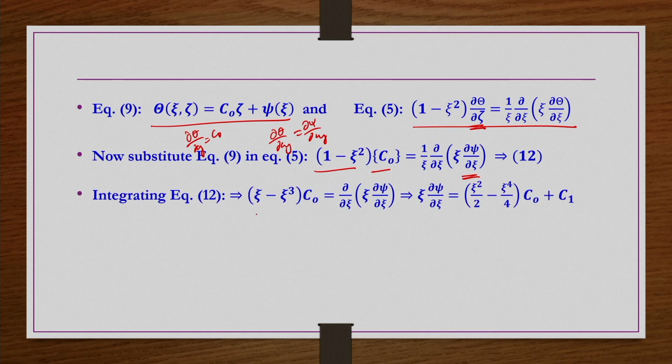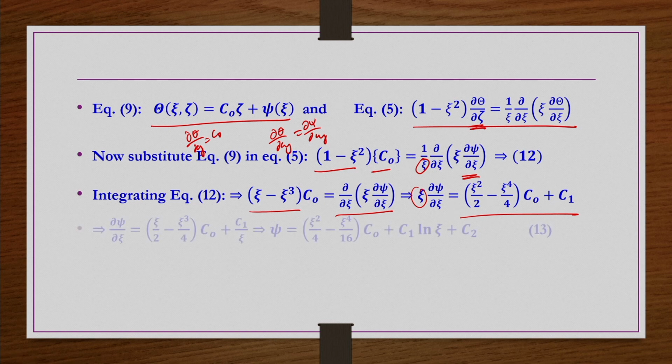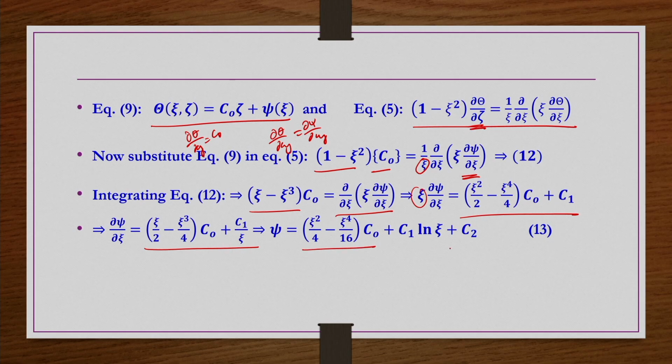When you expand the left hand side, this also you take to the left hand side. Then you have xi minus xi cube C naught, and then this one. Next what you do, integrate it. So, xi square by 2 minus xi power 4 by 4 C naught plus C1. This psi you bring to the right hand side again. Once again if you integrate, you get xi square by 4 minus xi power 4 by 16 C naught plus C1 ln xi plus C2.